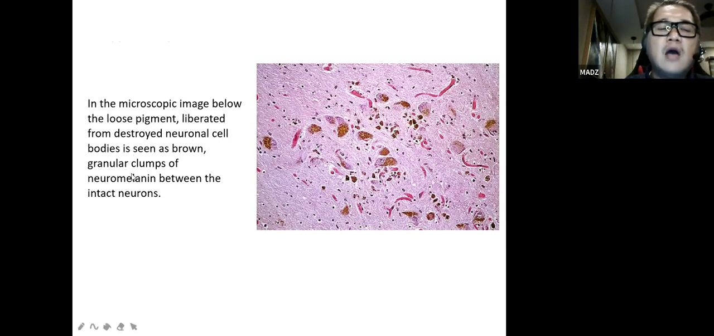This is seen as the brown granular clumps of neuromelanin between the intact neurons. So this one is located outside each neuron. So these are your neuromelanin from a deceased nigral neuron. And then later, this will be phagocytosed by the macrophages. That's why in patients with Parkinson's, they lose their pigmentation at the substantia nigra.